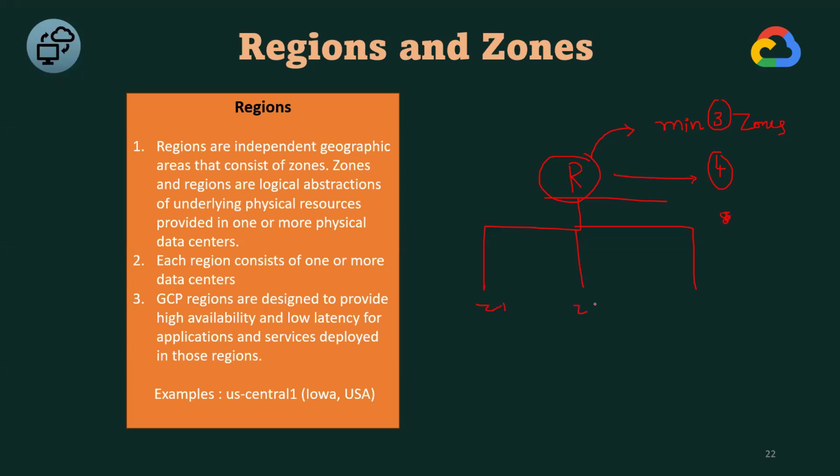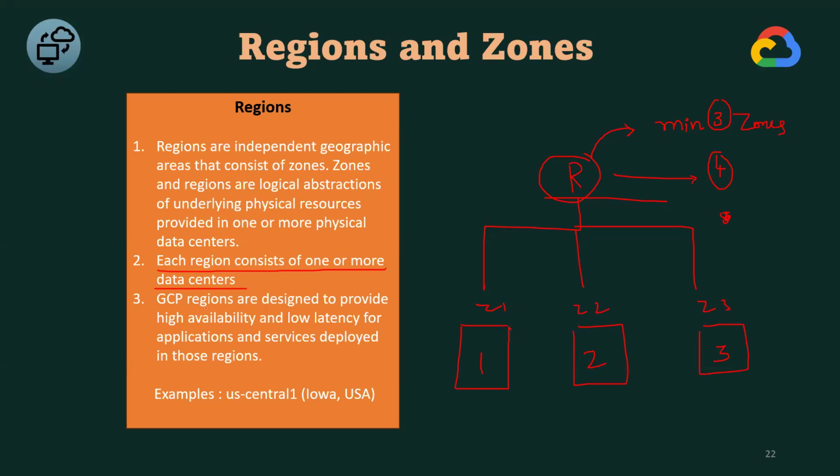Zone 1, Zone 2, Zone 3. As I told you, each zone is having a data center. Assume that this is a data center. Okay, so this is how it is. So each region consists of one or more data centers. It's because it will be having minimum 3 zones. So that's the reason one, two, three. Three data centers will be there.